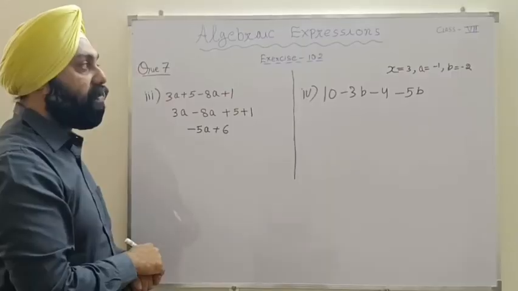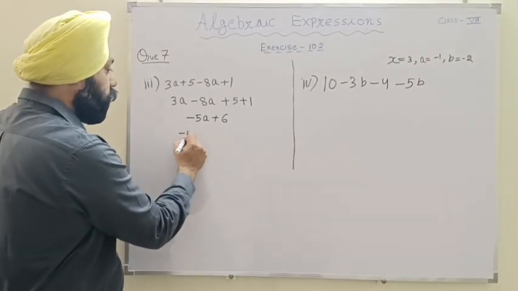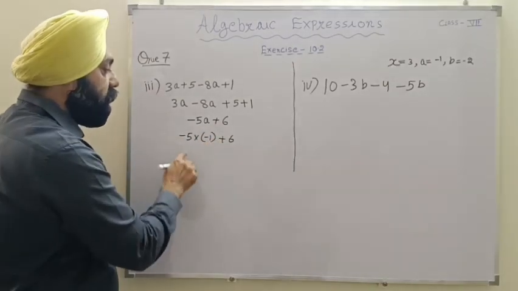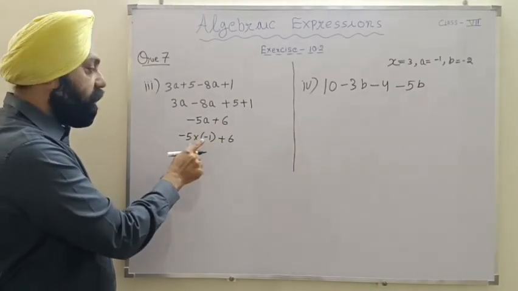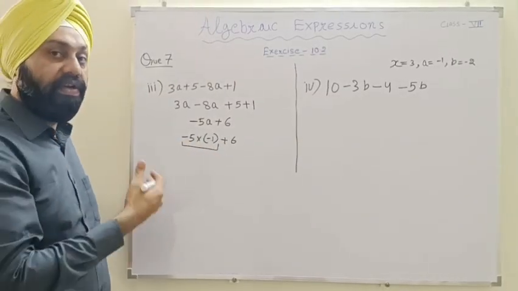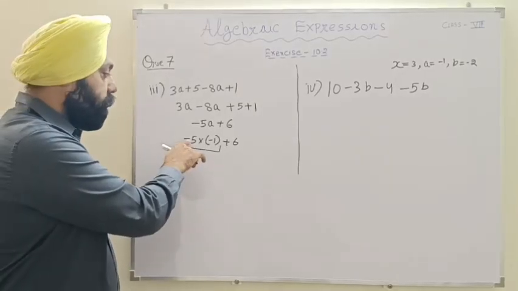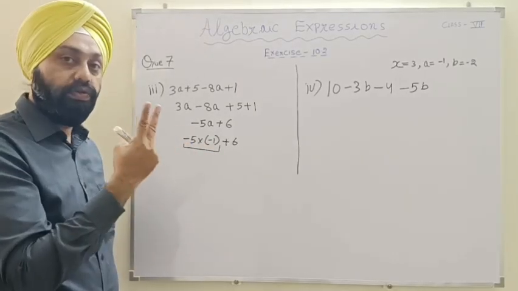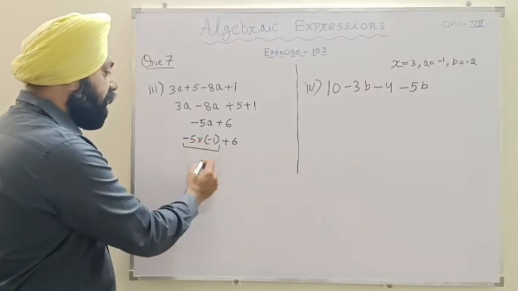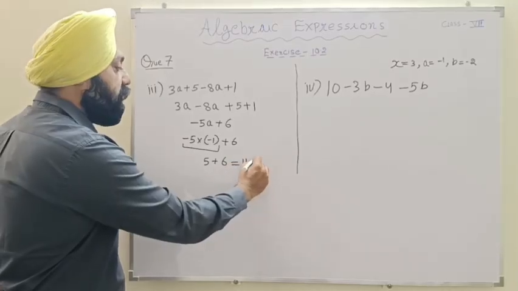Now we will substitute the value of a, that is minus 1, in this part. Minus 5 into minus 1, plus 6. During multiplication we see the number of minus signs. If the number of minus signs is even, the result is positive. Here there is minus and minus, two minus signs, 2 is even, so it will result in a positive. So 5 into 1 will give positive 5, plus 6, so 11 is the answer.